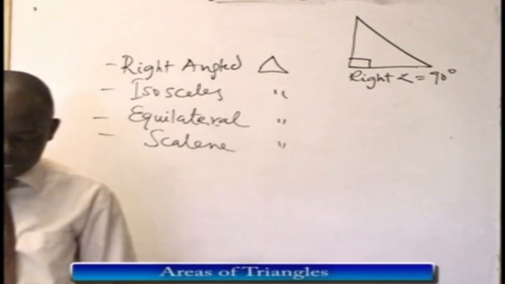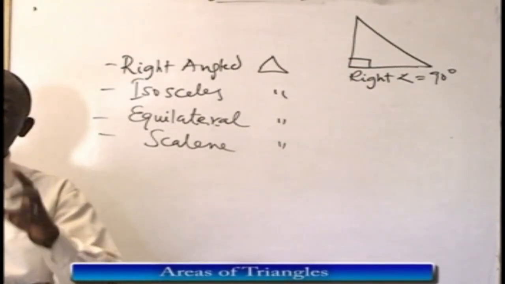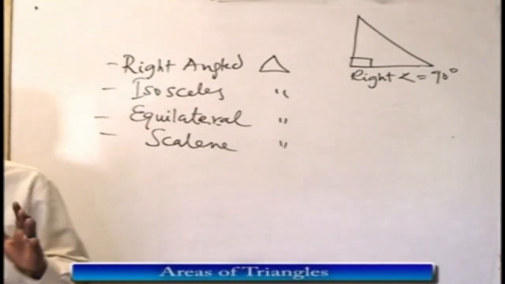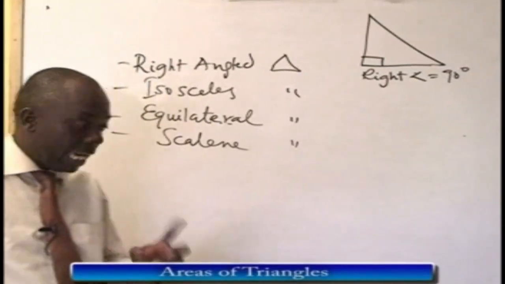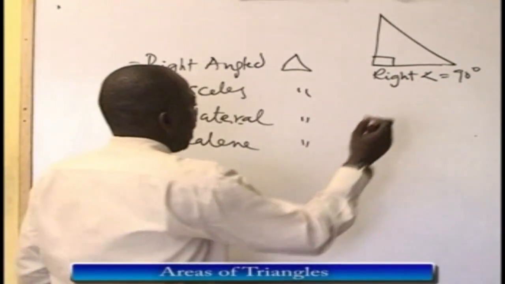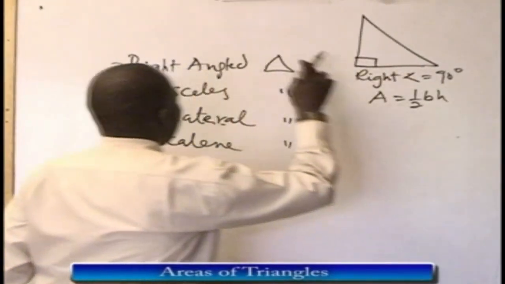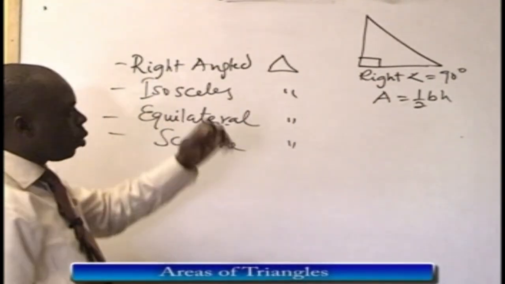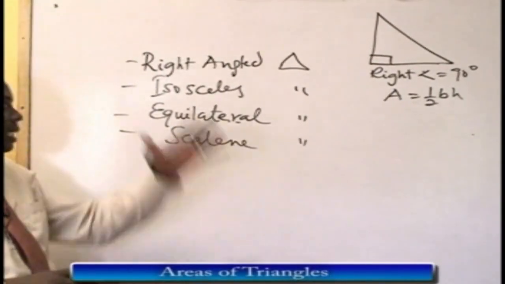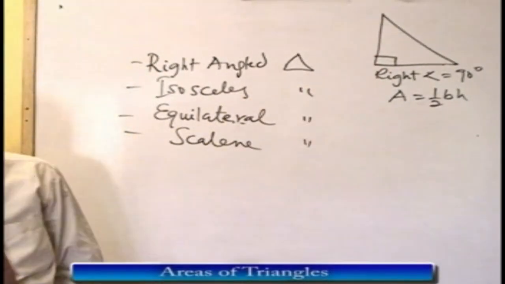Again, the Pythagoras theorem is only applicable to right-angled triangles. Again, the formula for calculating the area of a triangle, half base times height, is only applicable to this, because this is the only type of triangle where the base is specified, the height is also specified, and usually this is the height.